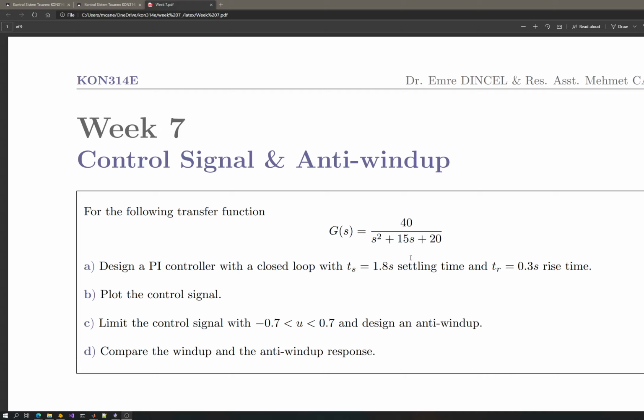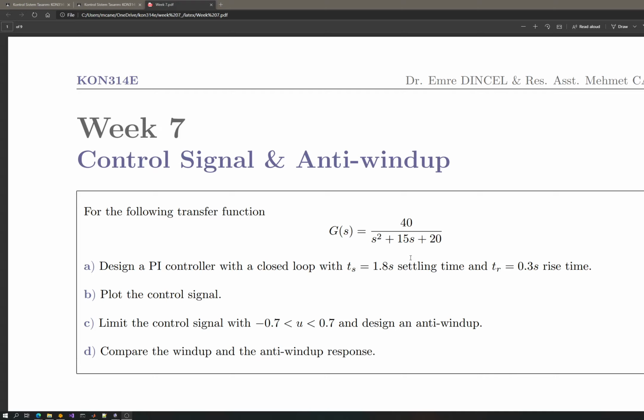And our second task is to plot the control signal. Up to this point, we didn't consider the control signal. We were just looking at the output, especially at the step response of a system in open loop and closed loop. And we've compared how we did change the behavior of the closed loop step response. Basically, the control system. Now we will look at the control signal.